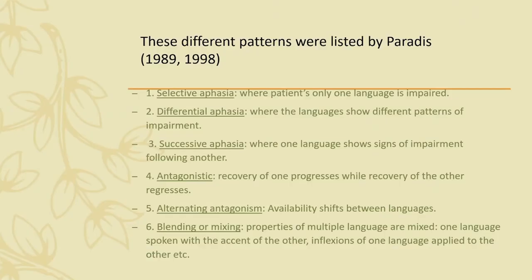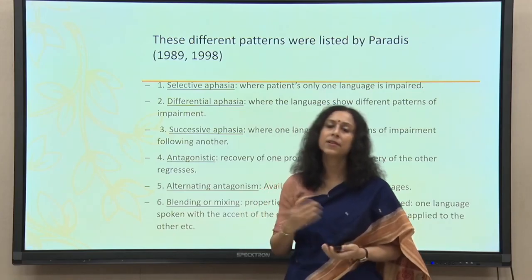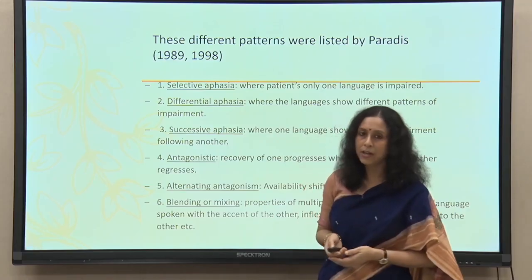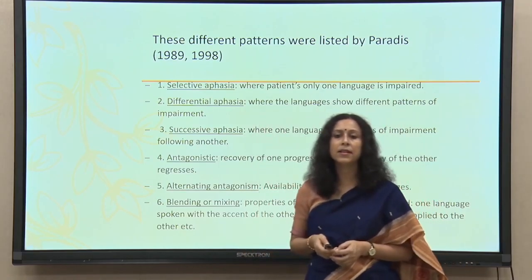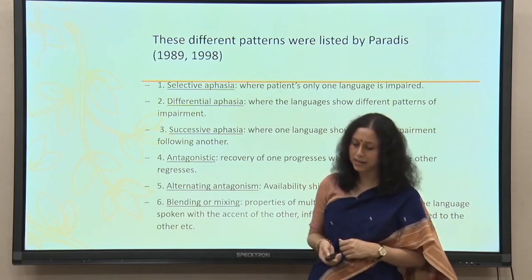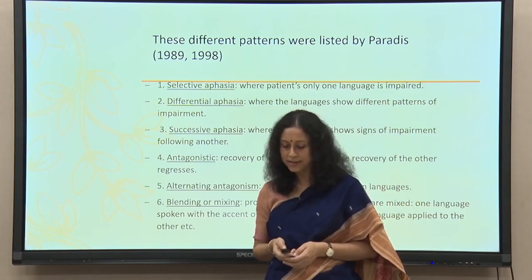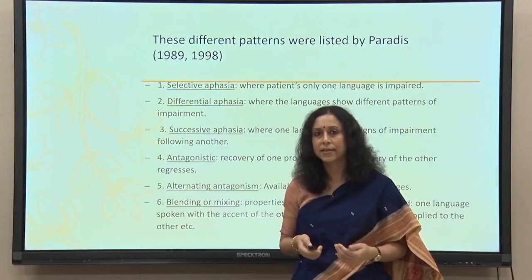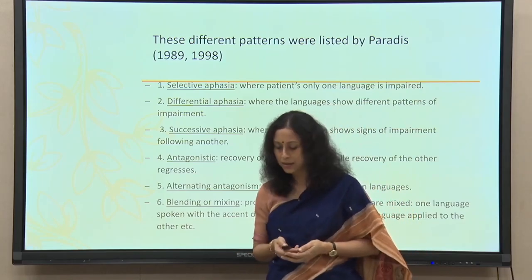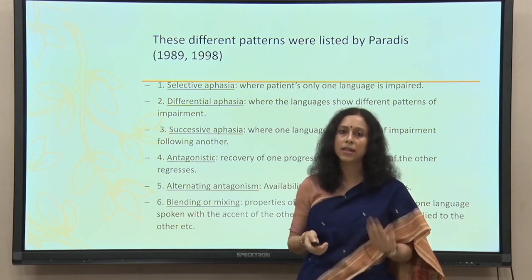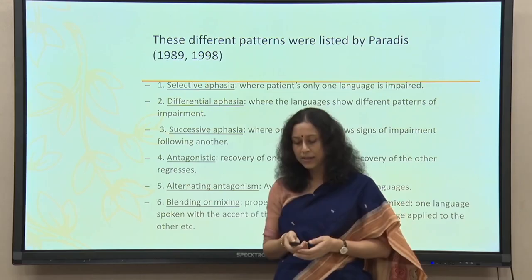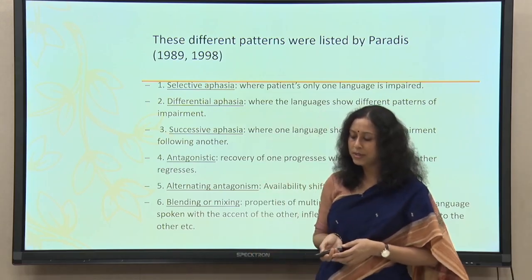Then the fourth type is called antagonistic. Antagonistic is when the recovery of one language, as it progresses, is inversely proportionate to the recovery of the other language. So, as one language progresses, the other language regresses. The fifth, alternative antagonism, is availability that shifts between languages, sometimes one language, sometimes another. And then there is the sixth type that he also lists, which is blending or mixing. This is a strange case where properties of multiple languages are mixed. One thing from one language gets attached to another property of another language. For example, one language spoken with the accent of another, let us say English spoken with a French accent, or the inflection of one language getting merged with the root of another language and so on. So, these are the six types.